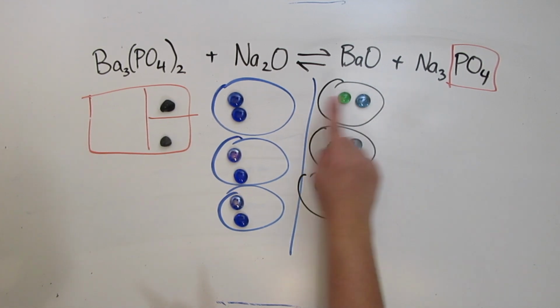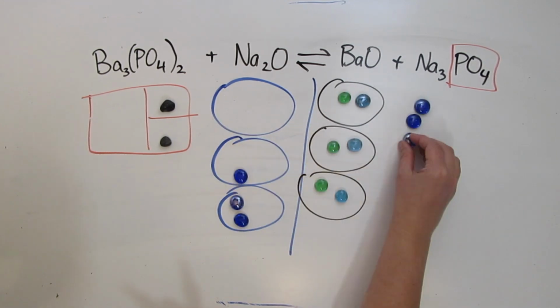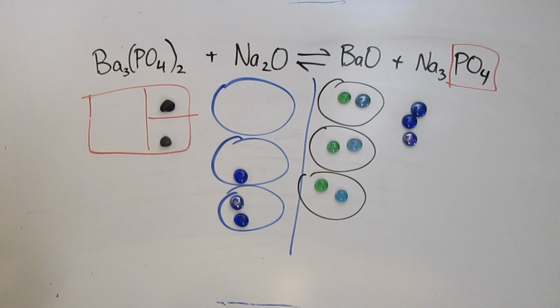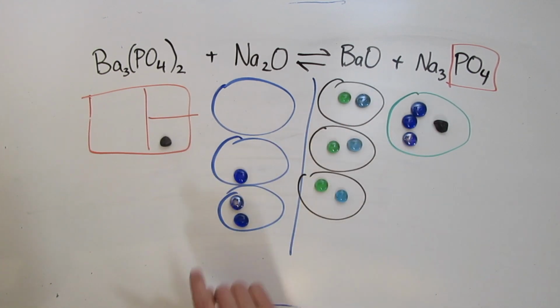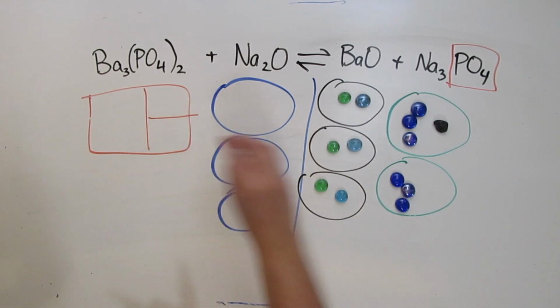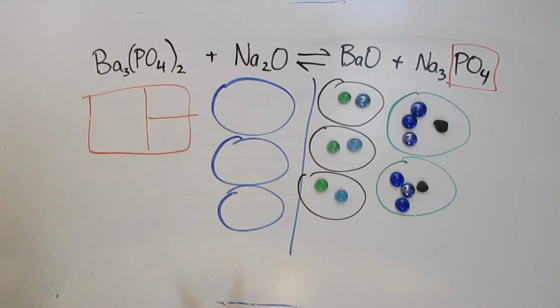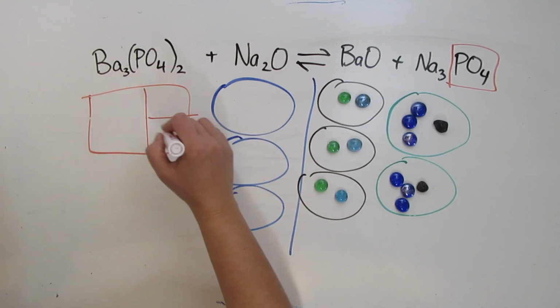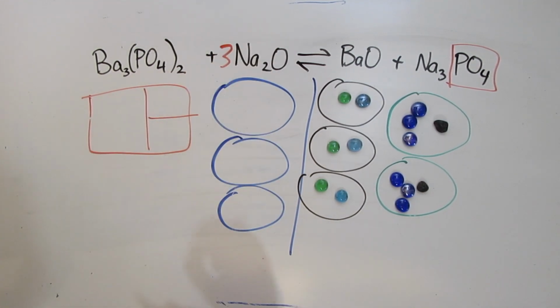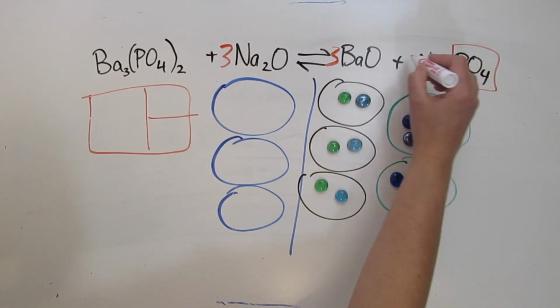What will happen over here? We need three sodiums for every one of these groups and one PO4 group. So we're just going to use that. Remember, that represents one PO4 group. And we still have enough for one more of those, right? Three and one. So now you can see we have one of these plus three of those gives us three of these and two of those.